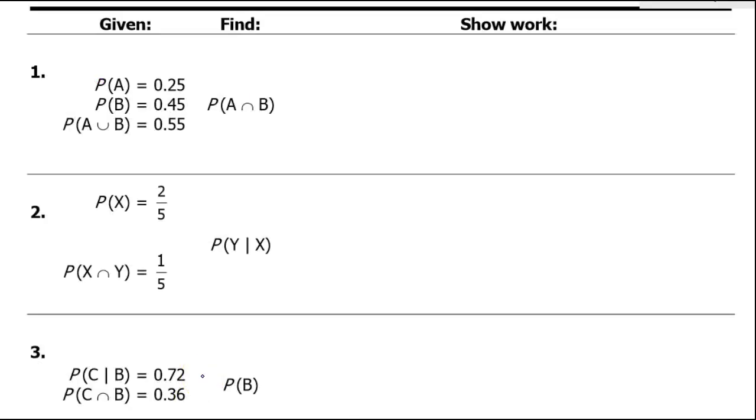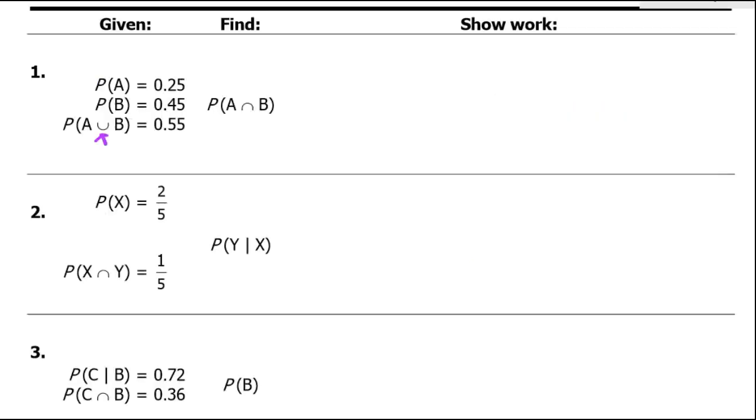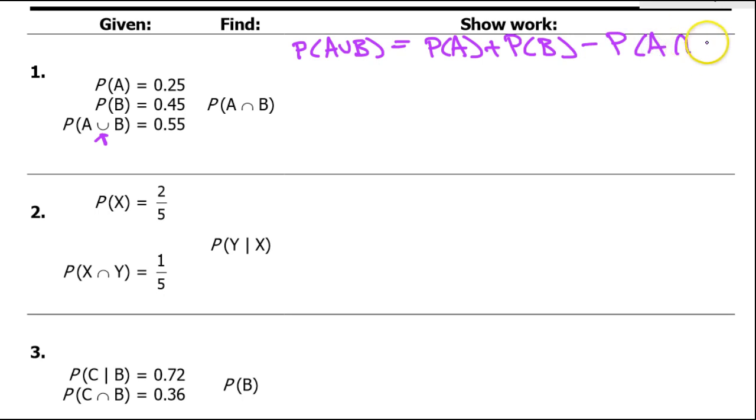So, taking a look at problem number 1. Right away, I see the or symbol right there. That tells me that we're going to be using the addition rule, which says the probability of A or B is equal to the probability of A plus the probability of B minus the probability of A and B. So let's just write that down again. So it says the probability of A or B is equal to the probability of A plus the probability of B minus the probability of A and B.